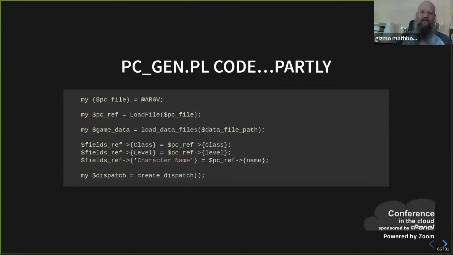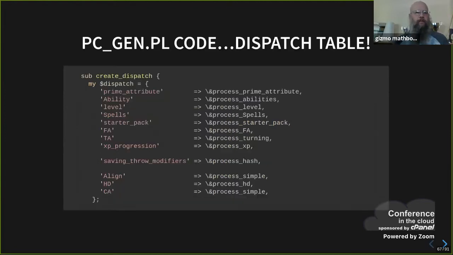And here's a quick dive into the code. I had to use a dispatch table because there's lots of things to do and process, and this was me getting the hang of dispatch tables as well. And here's the dispatch table. There's lots of buckets I need to put the data into and process and look up tables and the data in those tables.